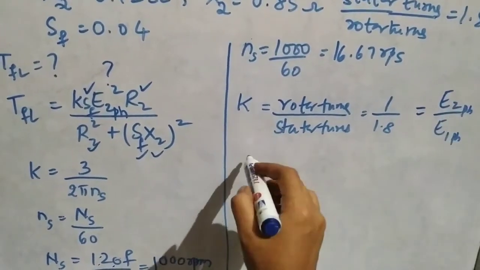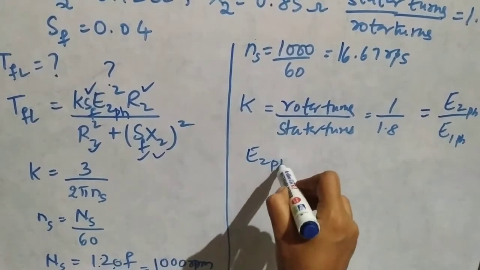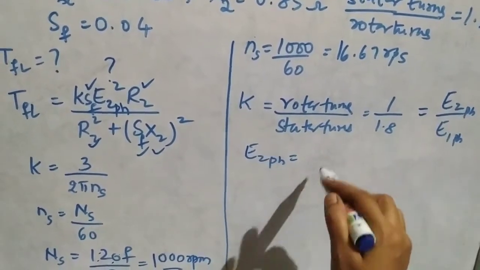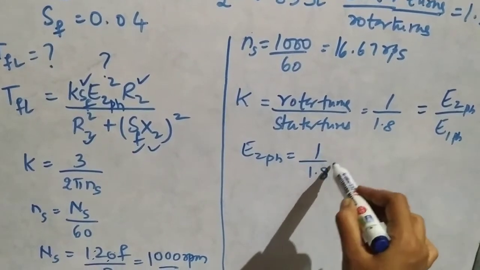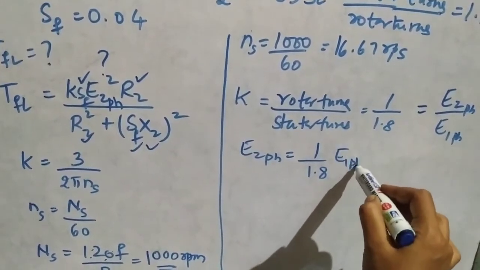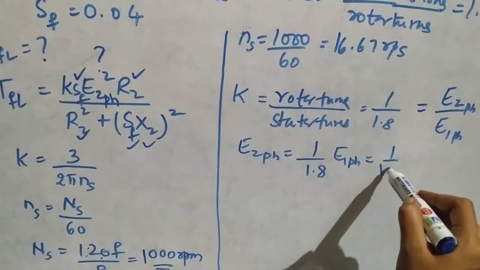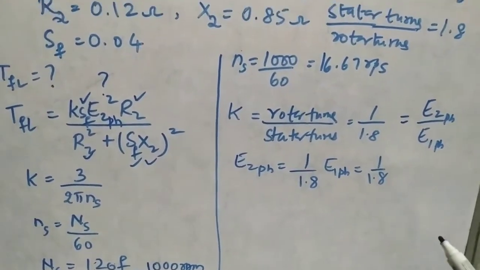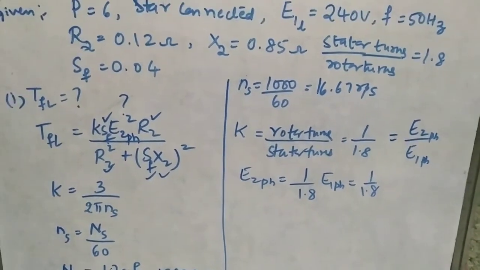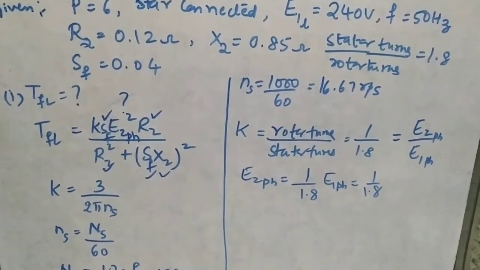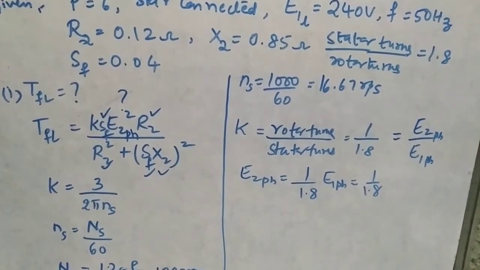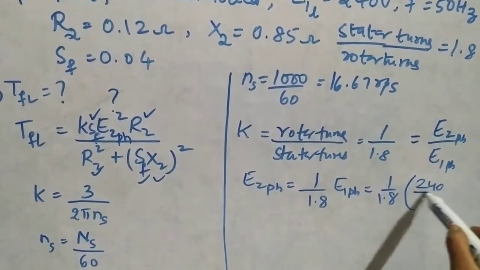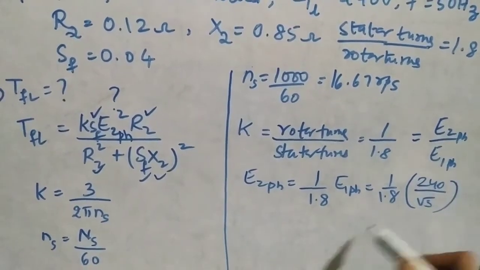Therefore, what is E2 phase? E2 phase value will be equal to 1 divided by 1.8 times E1 phase. But here again, what is E1 phase? Because it is a star type of connection, what is the relationship between the line voltage and phase voltage? Phase voltage will be equal to line voltage divided by root 3. So whatever the line voltage you got, 240 divided by root 3, that gives you a phase voltage.